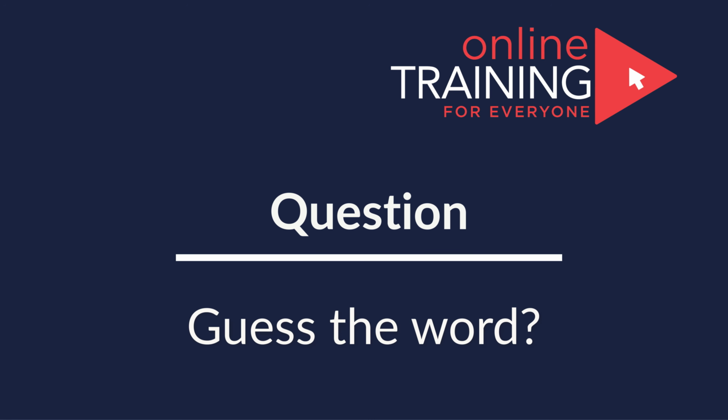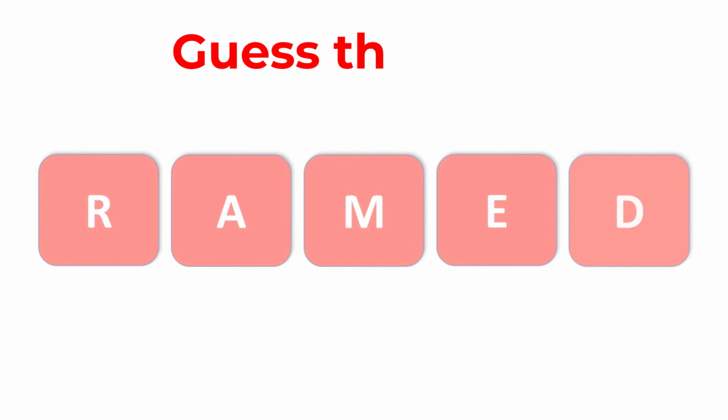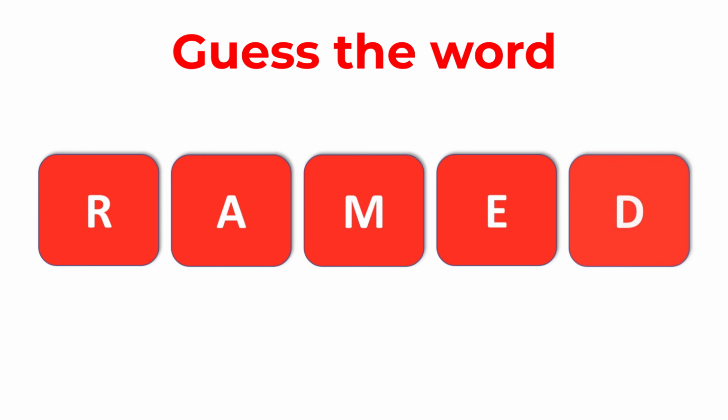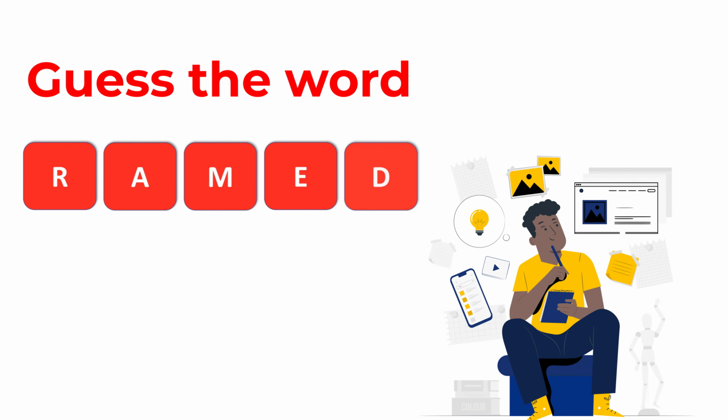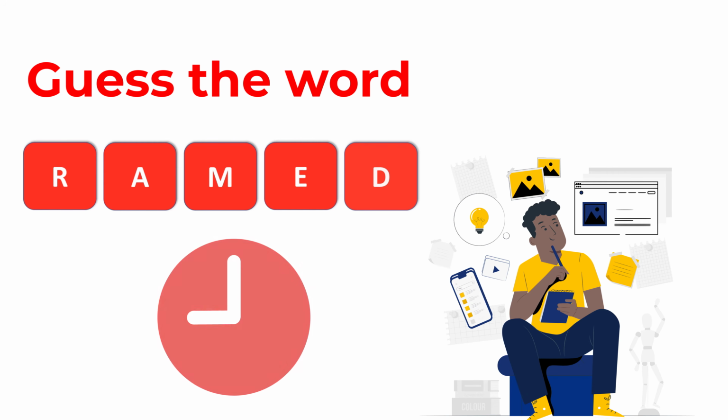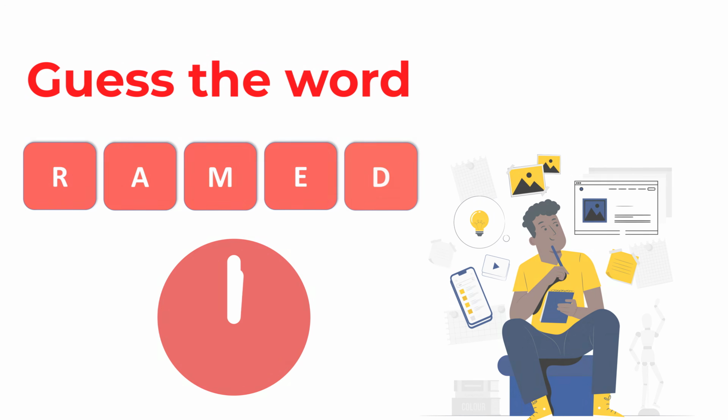Let's look at the question which you see on the test very often. You need to guess the word and you're presented with 5 different letters. On the screen, you see letters R, A, M, E, D, and you need to form a valid English word using these 5 letters. If you're trying to practice for the test, you might consider pausing this video and giving yourself a little bit of time to solve this challenge.